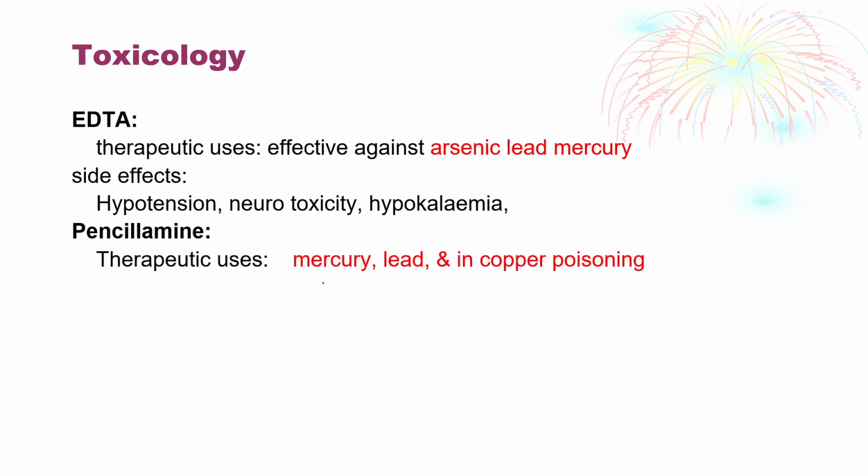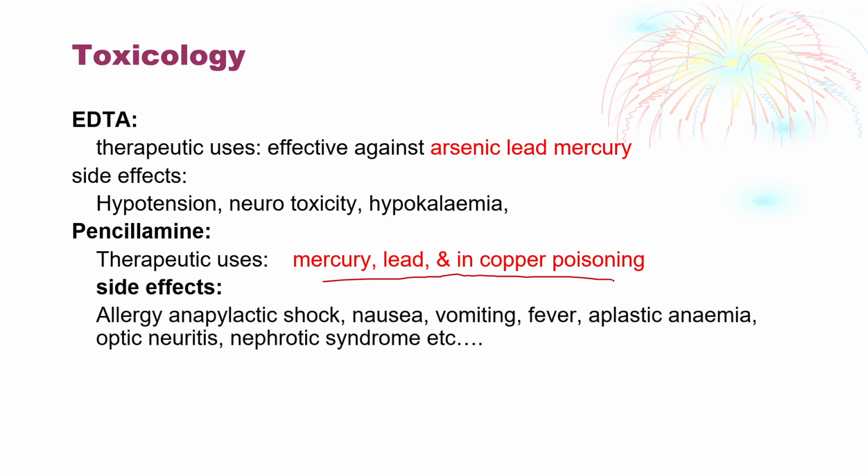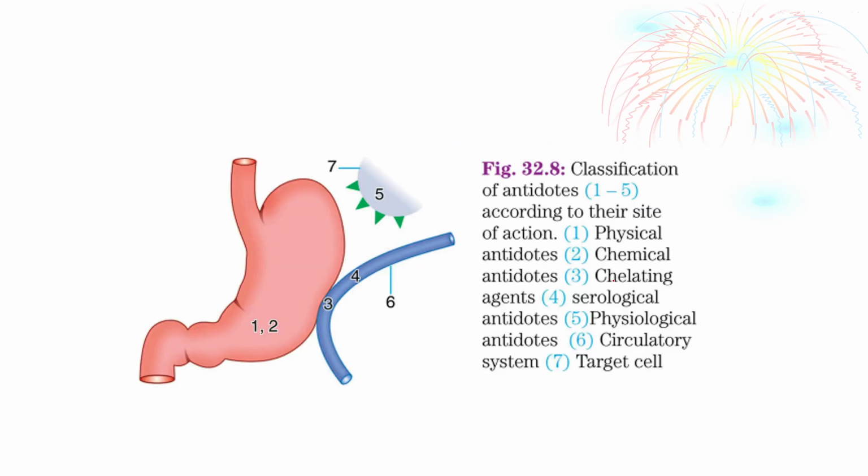Penicillamine, the therapeutic dose is used for mercury, lead, and copper poisoning, and its side effects are allergic reactions, anaphylactic shock, nausea, vomiting, fever, aplastic anemia, optic neuritis, and nephrotic syndrome.